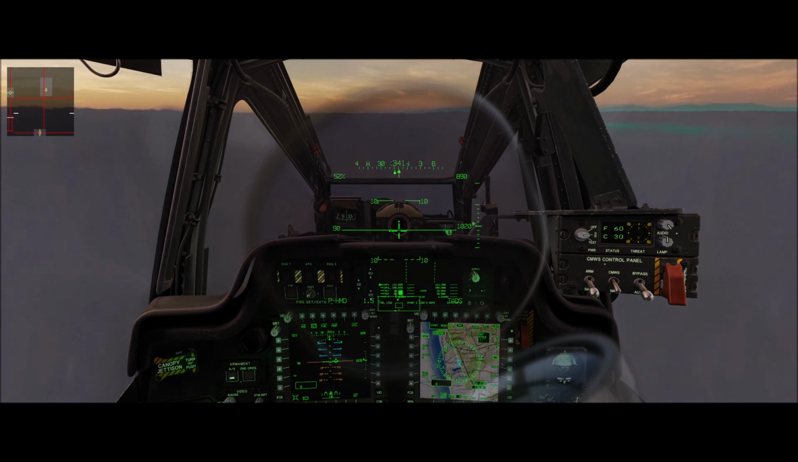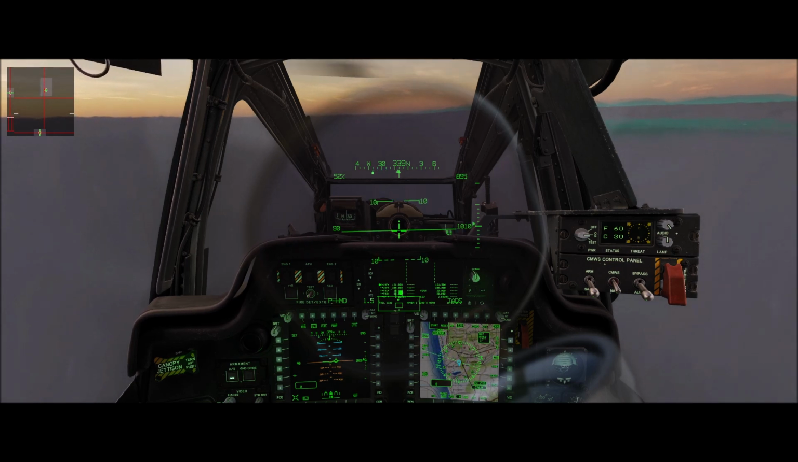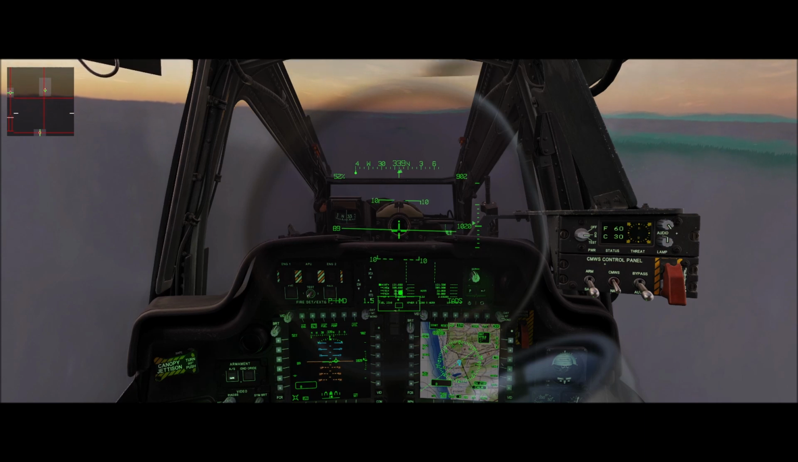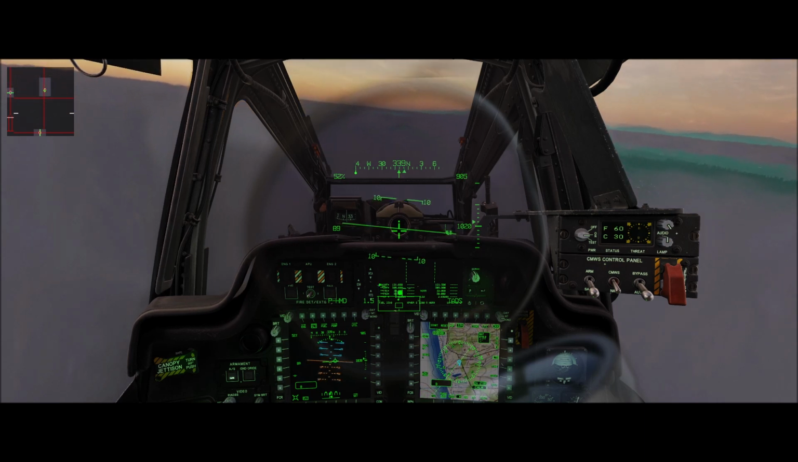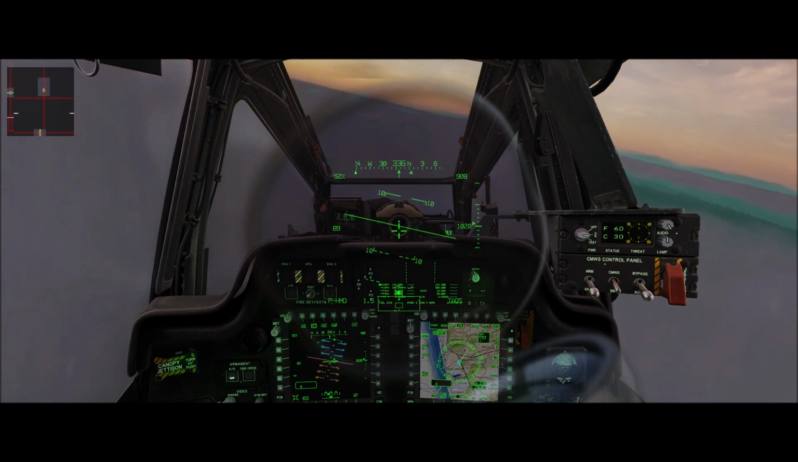So now as we're coming up on the NDB, what we're looking for is station passage. So we want to make sure we hold a very stable heading, a solid heading. You see the NDB indicator start to move off to the left side of the heading tape, and if you look down at the MPD, you can see that ADF dotted line is now moving. That means we're crossing over the NDB station.